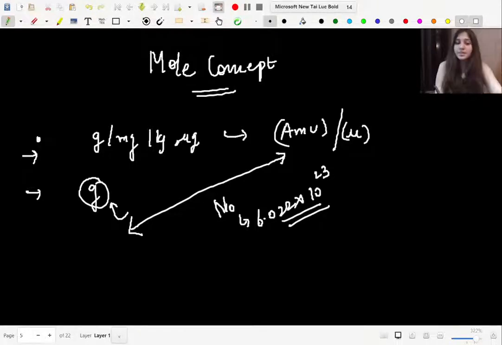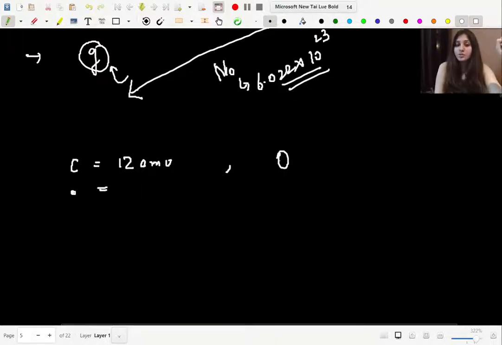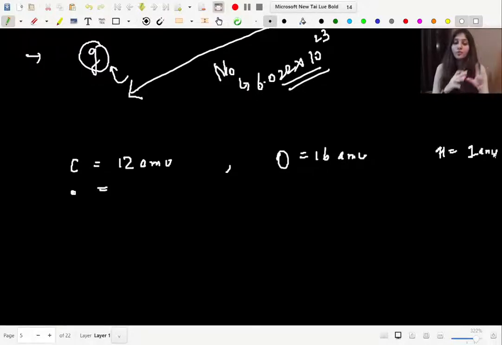Now, one atom of any element you think about has a certain weight, and that weight is going to be in AMU. So let's say I'm talking about a carbon atom, I know it is 12 AMU. One single atom of carbon is going to weigh 12 AMU. If I'm talking about oxygen, it is 16 AMU. If I'm talking about hydrogen, it is 1 AMU. So basically one atom of all these elements is going to weigh the respective AMUs.